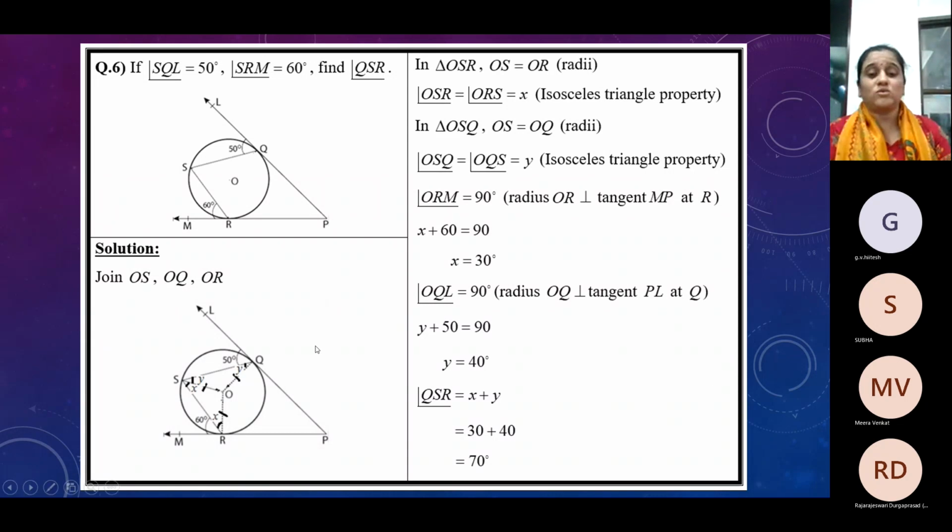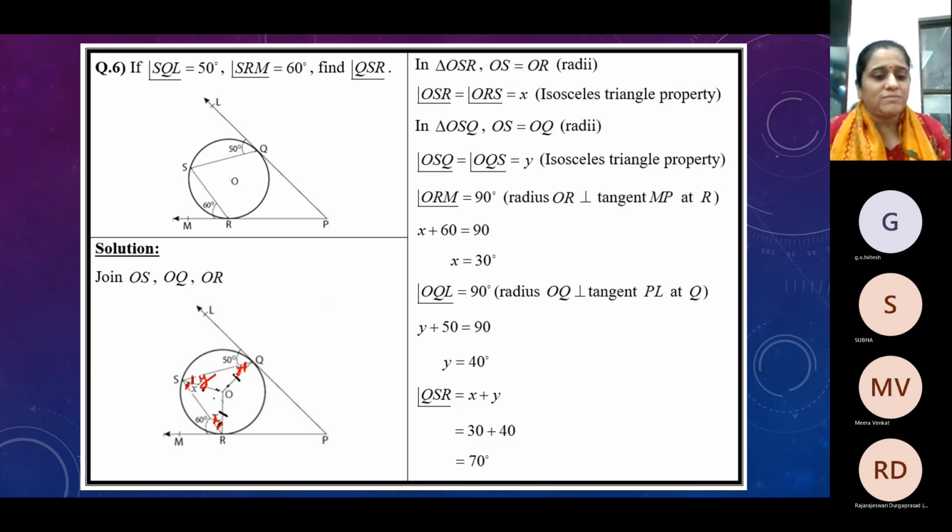I don't like to name it SOR, SOQ and all that. So I normally use X and Y. I've called this little portion X, and this little portion Y. It's very difficult to mark, but somehow I've managed. This one is also X, and this is Y, because of the isosceles triangle property. Yes or no?